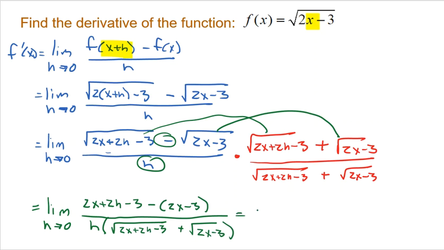All right, on top, check this out. Here's what's going to happen on top. So I got the limit as h approaches 0. I got a 2x, I got a 2h, I got a minus 3. Now I got to distribute, so I got a negative 2x and a positive 3. And that is going to be awesome.